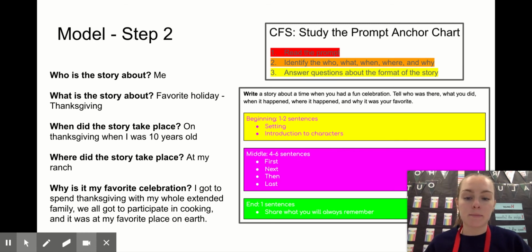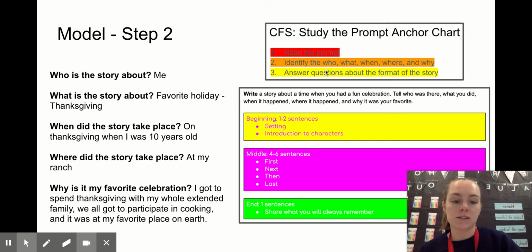So when did this take place? I'm trying to think of a time when it was my favorite Thanksgiving. And so that was when I was 10 years old. Now, where did this take place? Where did my favorite celebration, the most fun celebration, happen? It took place at my ranch. And why is it my favorite celebration? I got to spend Thanksgiving with my whole extended family. We got to participate in cooking, and it is my favorite place on earth. So I just identified the who, the what, the when, the where, and the why. I answered all 5 of those questions. That was step 2 of studying the prompt.